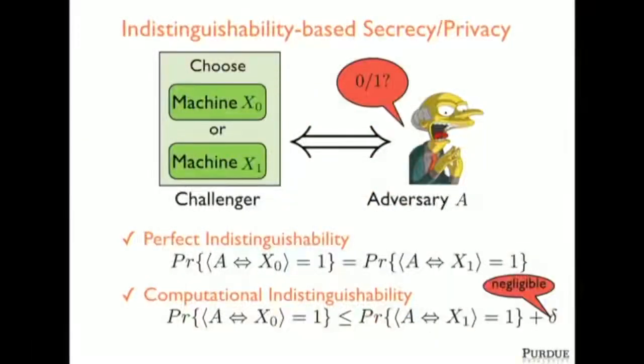But in many situations we cannot achieve this perfect guarantee, and what we settle with is known as computational indistinguishability, where instead of these two probabilities being equal, they are almost equal and bounded by a small factor, which we know as delta. This delta factor is negligibly small, exponentially small in the security parameter. So we define a security parameter, and we expect the values of these two probabilities to be not too far from each other, bounded by this small value delta.